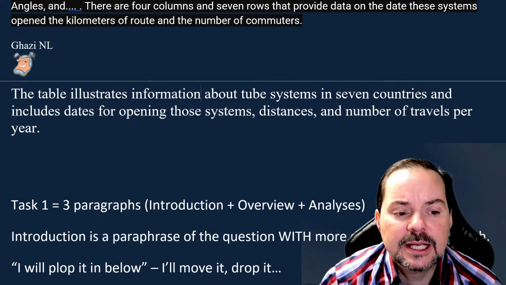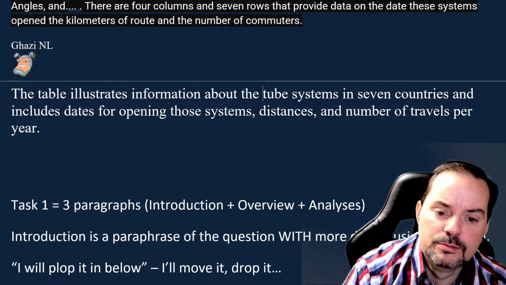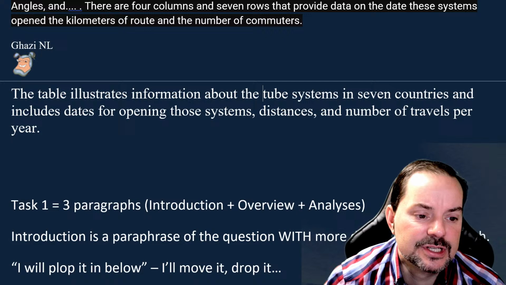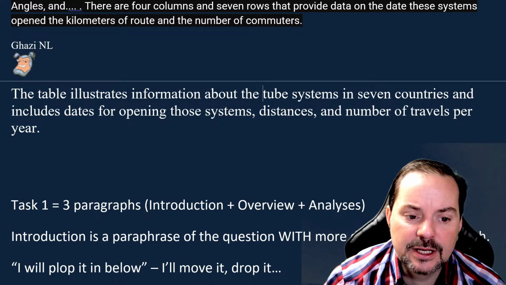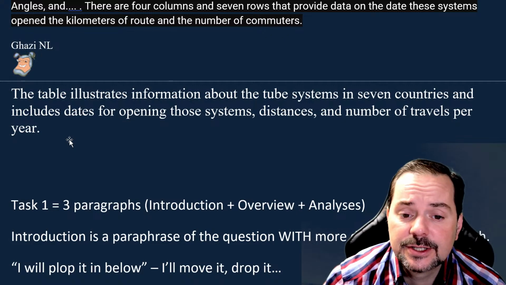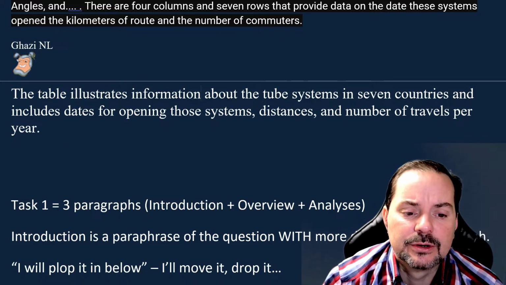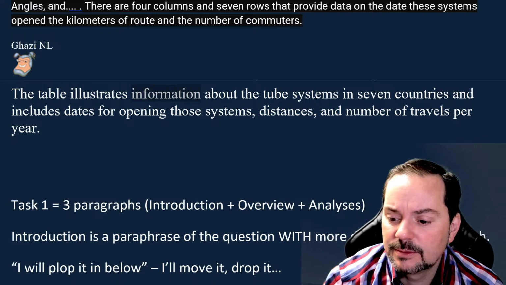But anyway, the table illustrates information about the tube systems in 7 countries and includes dates for opening those systems, distances, and number of travelers per year. Nice. Okay, Ghazi, I like it. I liked how you condensed that. I like the grammar. Again, I would just write the whole word information here, but overall I like it.